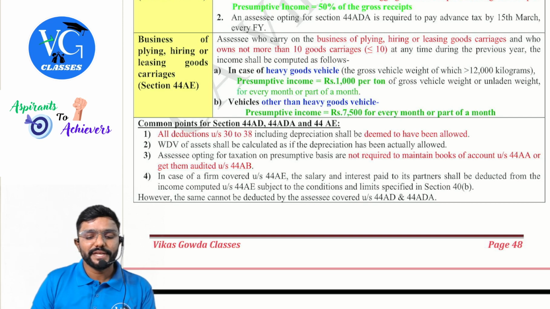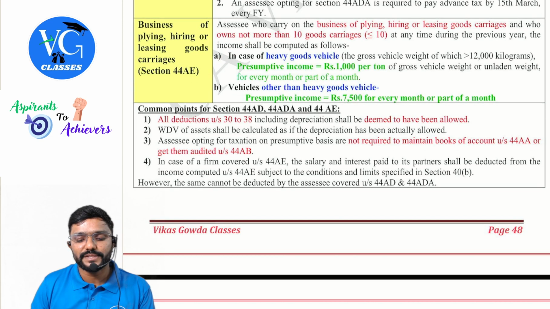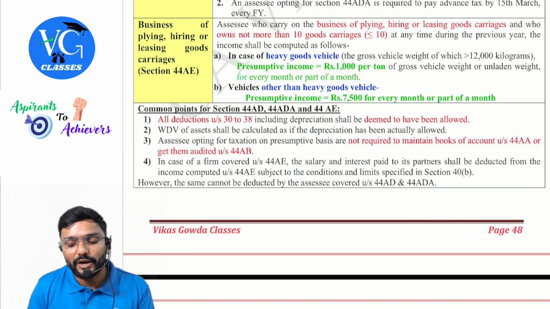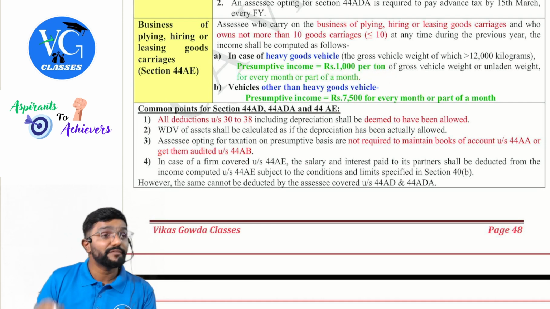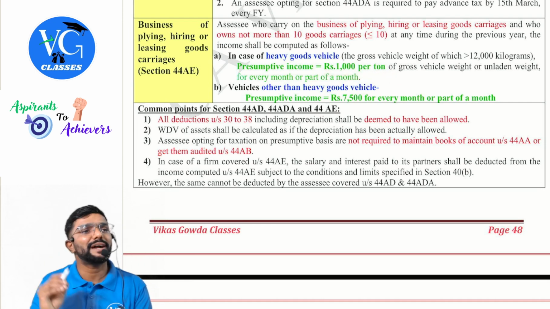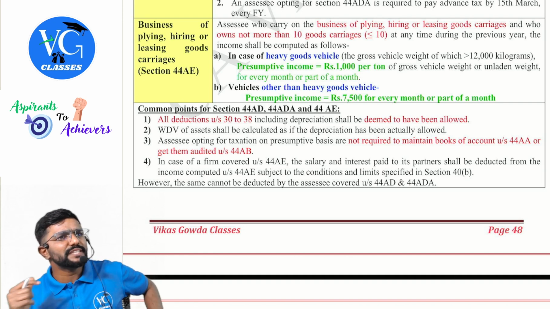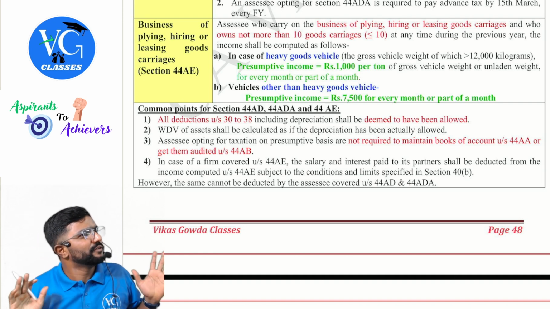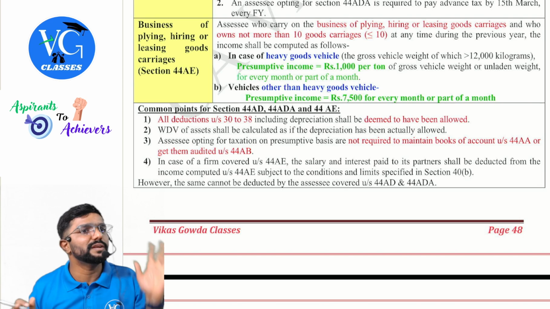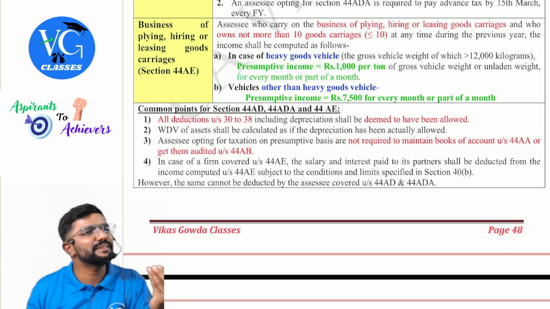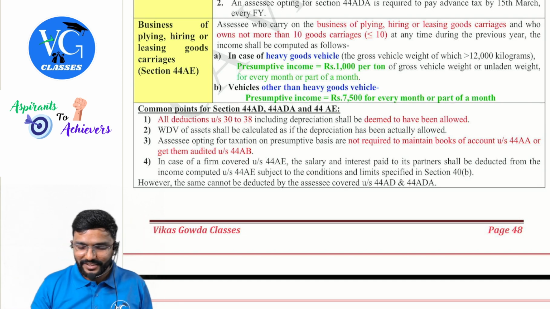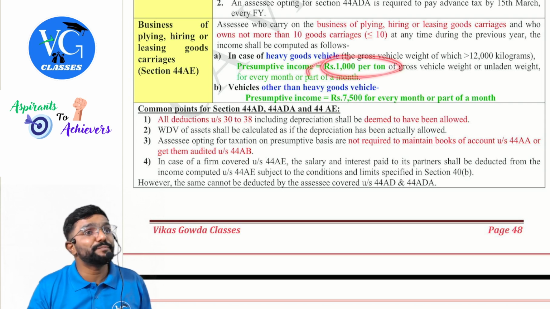So in case of heavy goods vehicle, what is the income, sir? 1,000 rupees per ton of gross vehicle weight or unladen weight for every month or part of the month. Even if it is 10 days, 15 days in a month, you will consider it as a full month. 1 day in a month, full month. Few hours in a month, full month. So please be careful. 1,000 rupees is per ton.